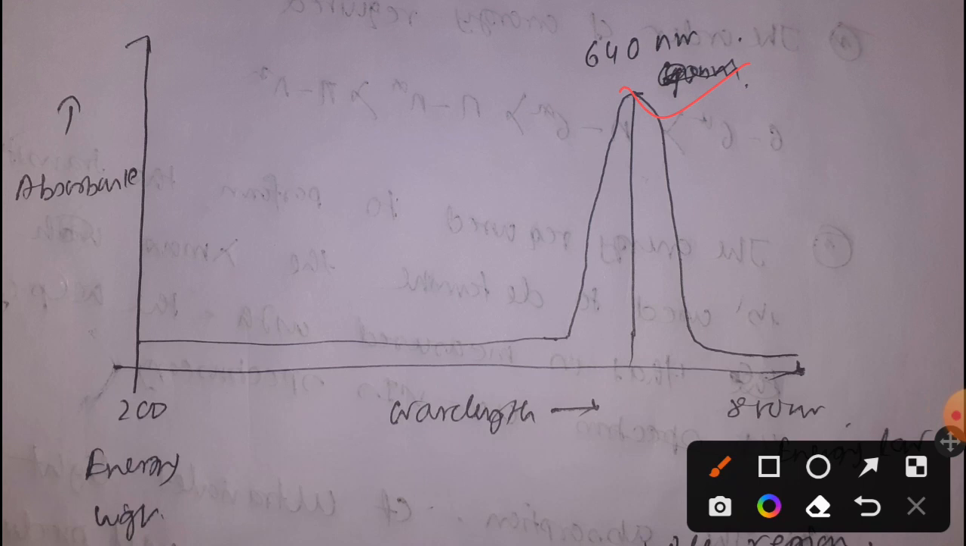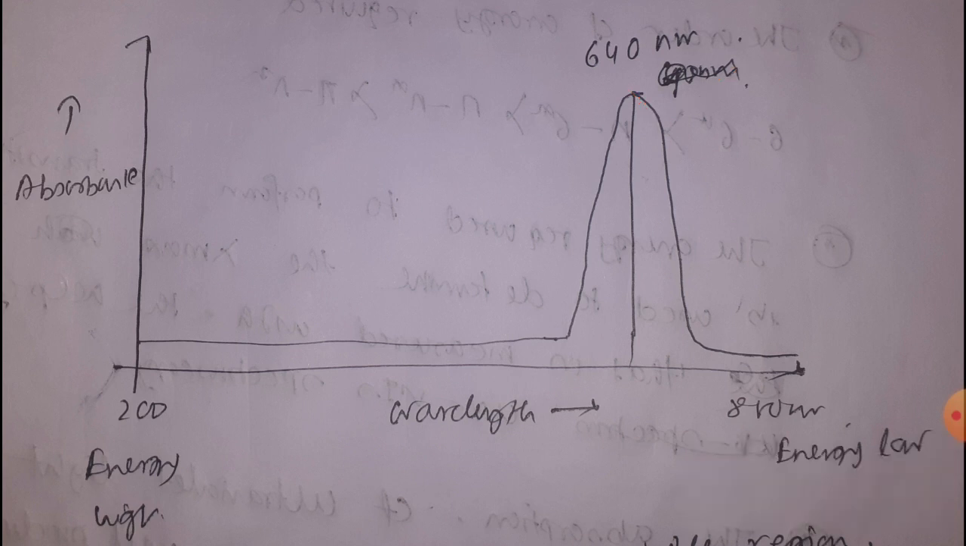It simply means that it contains some impurity, right? Or it contains some extra functional group that is showing absorbance, right? So in that way we can determine the impurities of a sample with the help of UV visible spectroscopy.